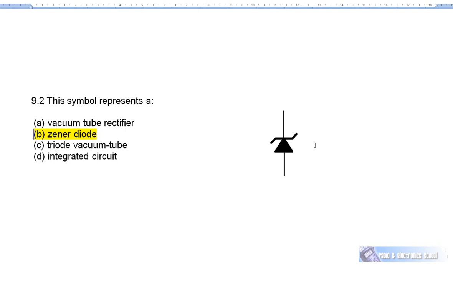And what Zeners do for us is provide a constant voltage across the Zener. So it's a voltage regulator.